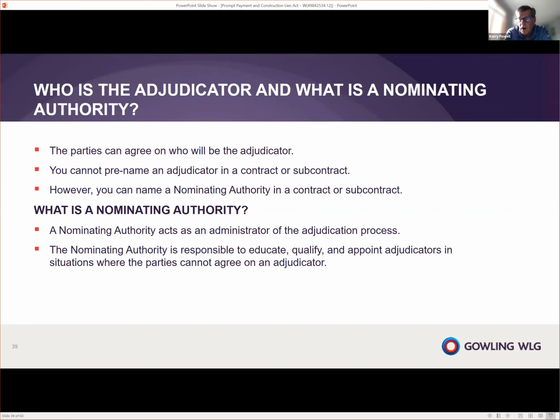In Ontario, they only have one. And I think with two, we'll have more competition, perhaps better fee rates, and more choices as to who we want to adjudicate the disputes.